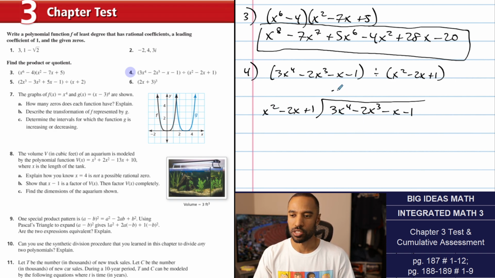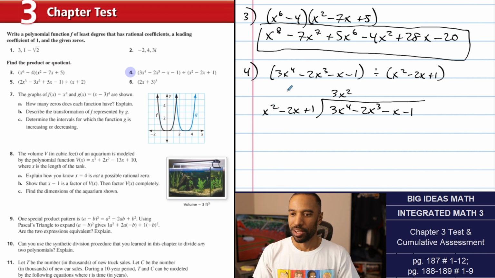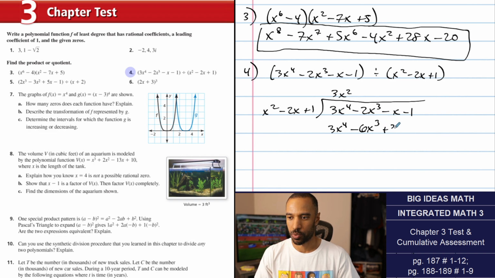X squared goes into 3x to the 4th. 3x squared times... I gotta fix my hiccups. Give me 1 second here. Okay. I was going to say 1 times 3 is 3, and x squared times x squared is x to the 4th. So when we multiply these as 3x to the 4th, negative 2 times 3x squared is negative 6x cubed, and 1 times 3x squared is 3x squared.